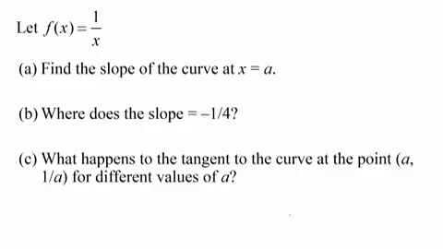Let's let f of x equal 1 over x. A, find the slope of the curve at x equals a. B, where does the slope equal -1/4? C, what happens to the tangent to the curve at the point a, 1 over a for different values of a? Let's start with part A. Let's find the slope of the curve at x equals a.